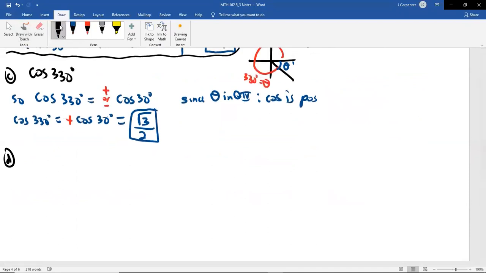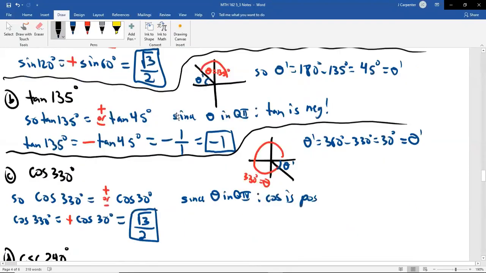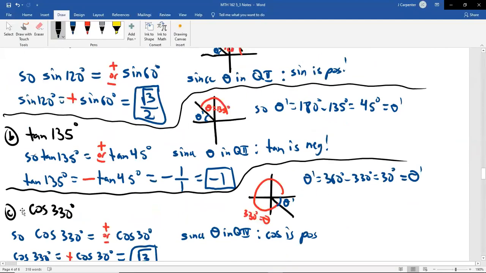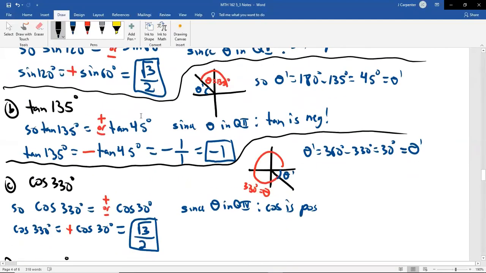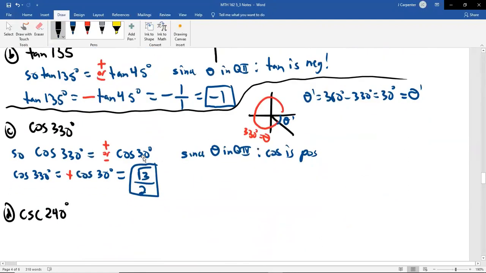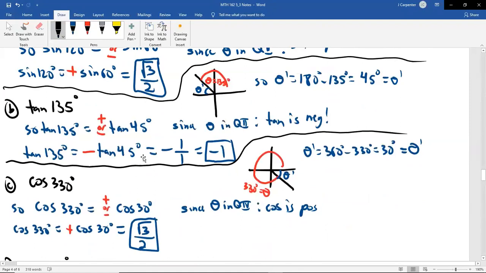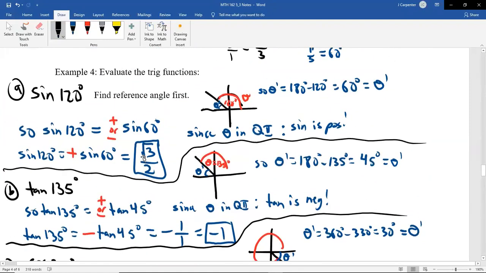All right, last one of these, and let's mix it up. The cosecant of 240 degrees. Actually, before that, I want to point out, look at the answers to A and C. The sine of 120 is the same as the cosine of 330, square root of 3 over 2. There are tons of trig functions that have the same outputs because they're the same as the sine of 60 degrees or the cosine of 30 degrees. So the cosine of 30 is the same as the sine of 60, is the same as the cosine of 330, is the same as the sine of 120.